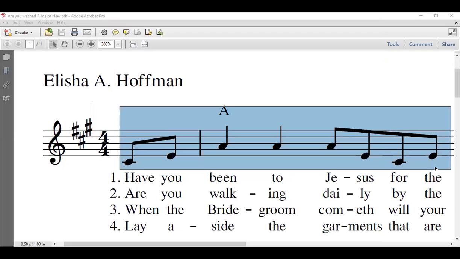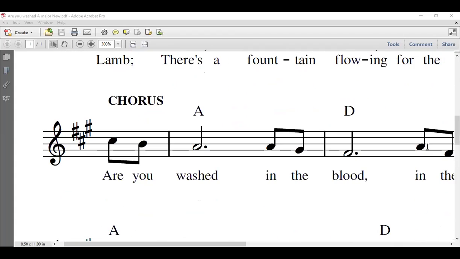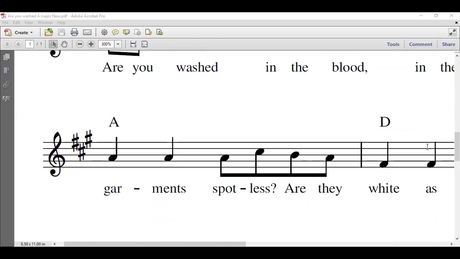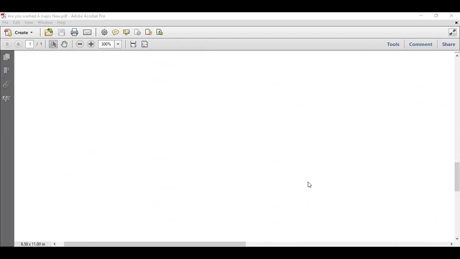Okay, let's see the answer. First one is C sharp. Next one is E. Next one is A. Then we have A again. Then A again. Then we have E. Then we have C, but it's C sharp, right? C sharp. And the last note is E. Okay, let's try one more.